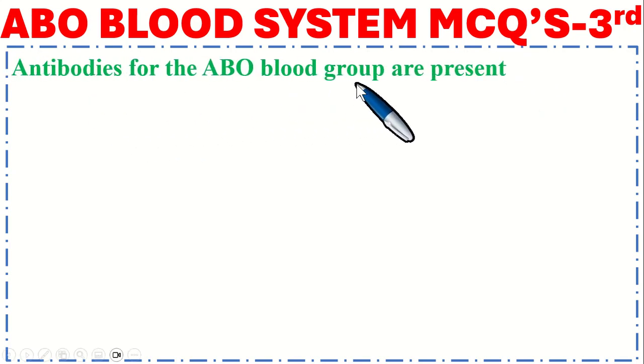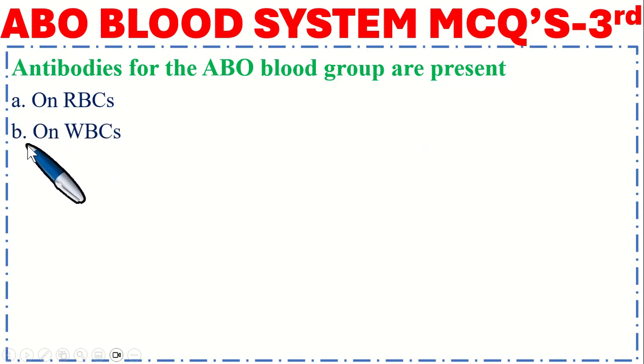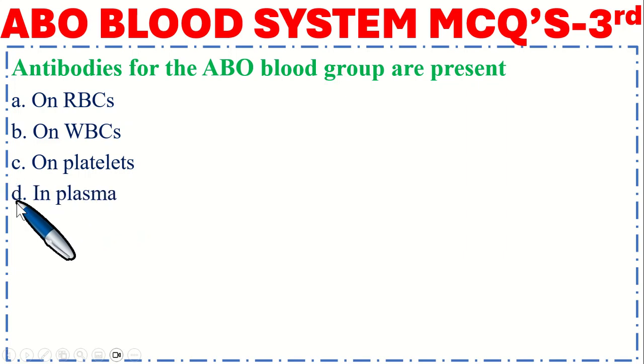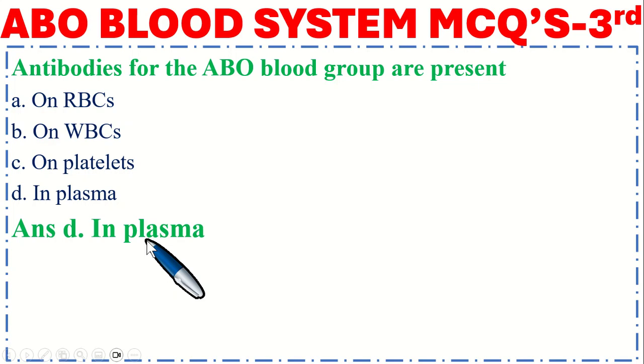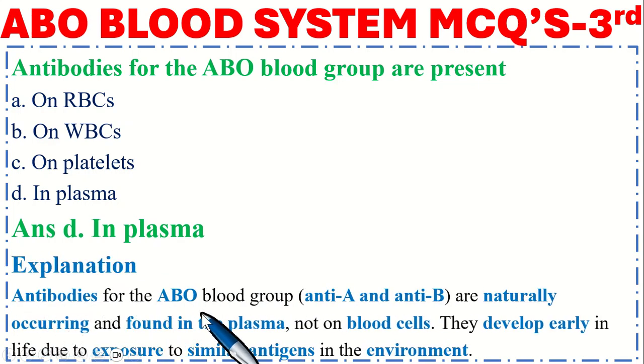Antibodies for the ABO blood group are present: option A, on red blood cells; B, on white blood cells; option C, on platelets; and option D, in plasma. So the correct option is D, in plasma. Here a short explanation: antibodies for the ABO blood group, anti-A and anti-B, are naturally occurring and found in the plasma, not on blood cells. They develop early in life due to exposure to similar antigens in the environment.